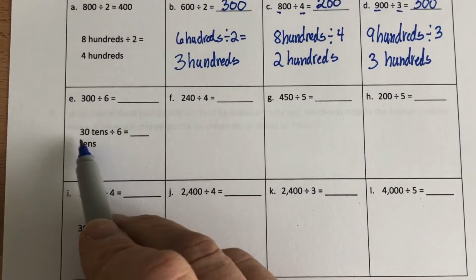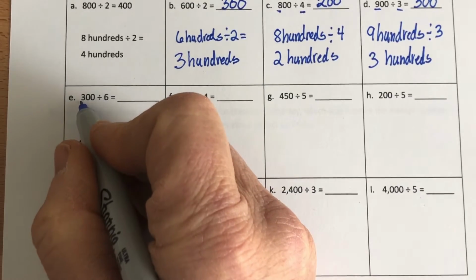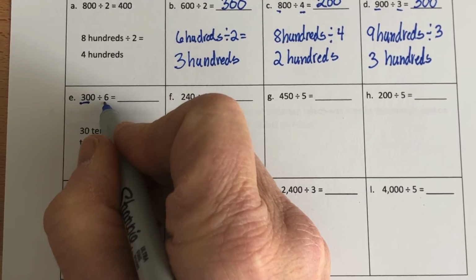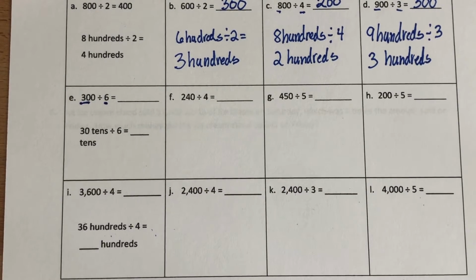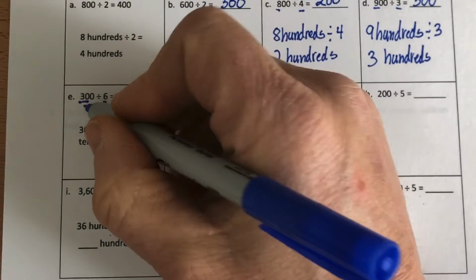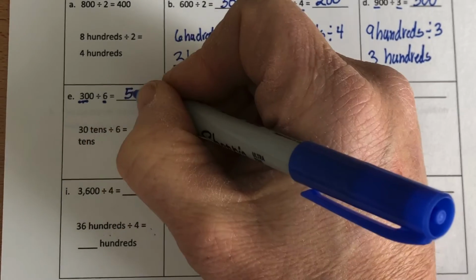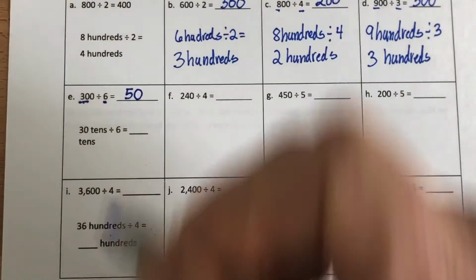Oh, look at this. So instead of 300, it shows 30 tens. I like that because I know what 30 divided by 6 is. Don't you? Yeah. I know 30 divided by 6 is 5 because 5 times 6 is 30. So this would be 5. So 30 divided by 6 is 5. So 300 divided by 6 would be 50.